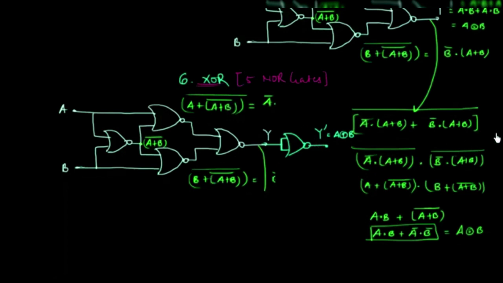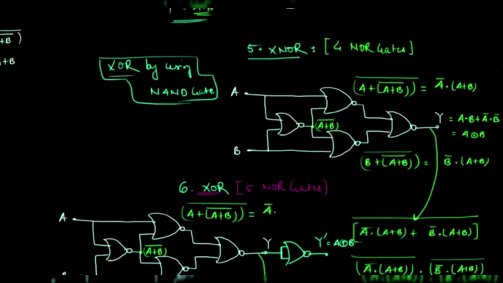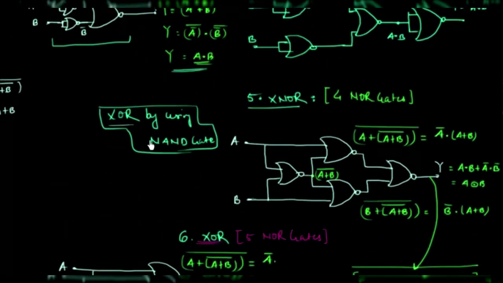This is very much similar to the last presentation. We have done this for XOR and XNOR by using the NAND gate, and in this lecture we have done this for the NOR gate. I think it is clear to you how to implement all the other gates by using the NAND and NOR.